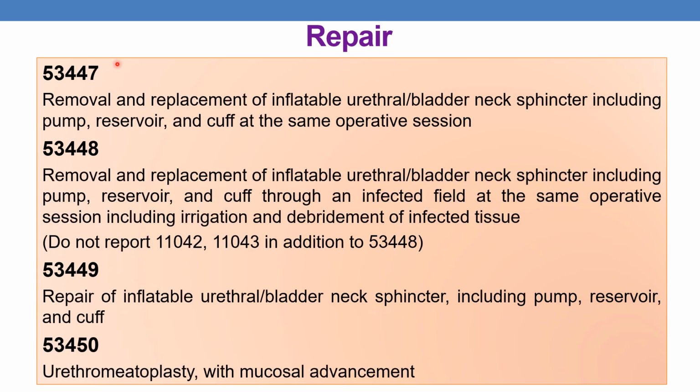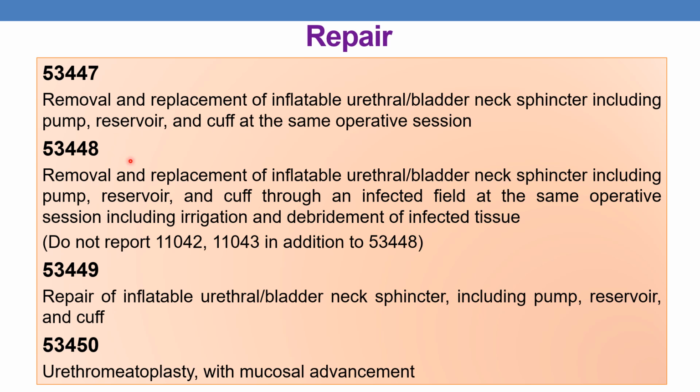The next is 53447, removal and replacement of inflatable urethral and bladder neck sphincter, including pump, reservoir and cuff at the same operative session. Whenever removal and replacement is done in the same operative session, then the code is 53447.